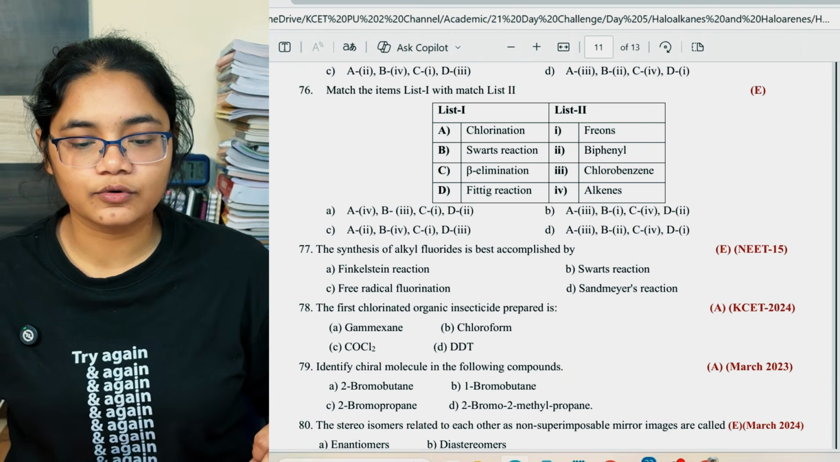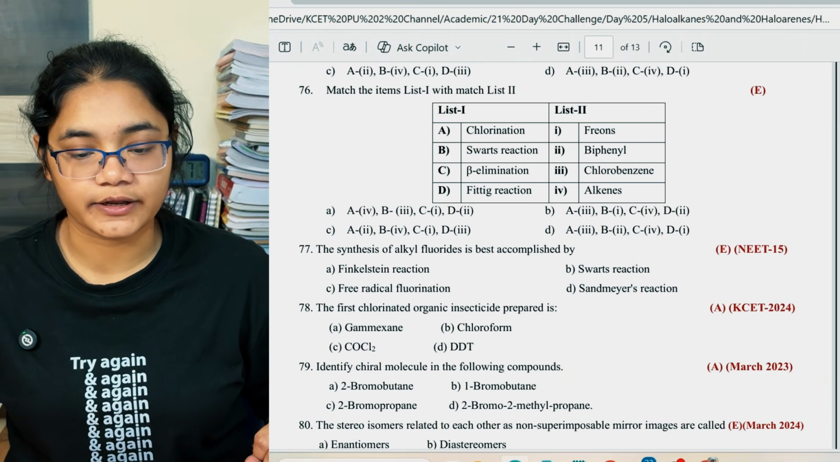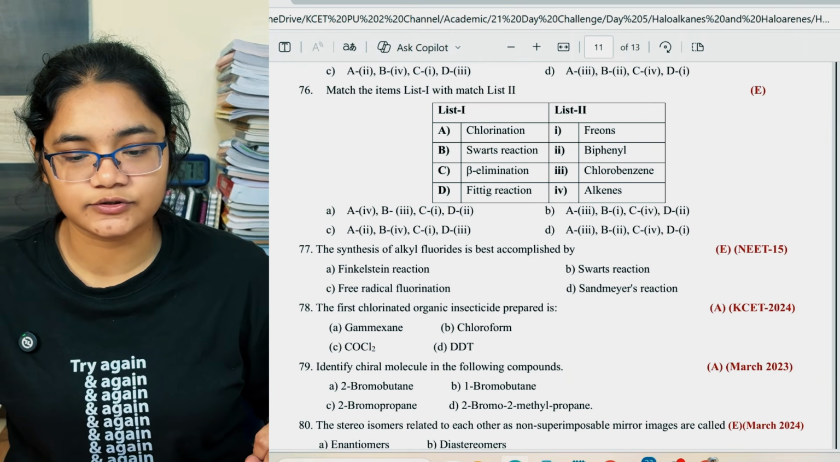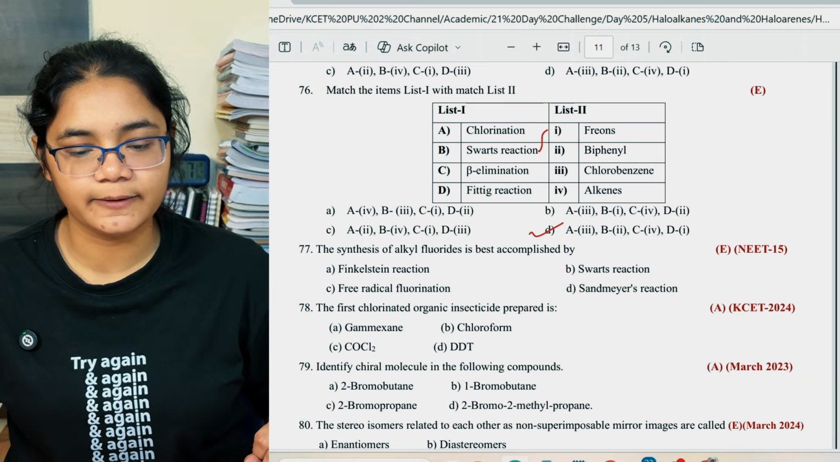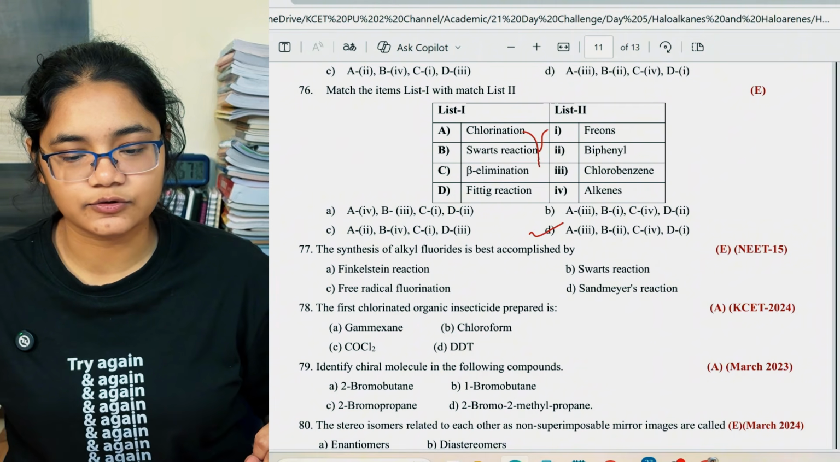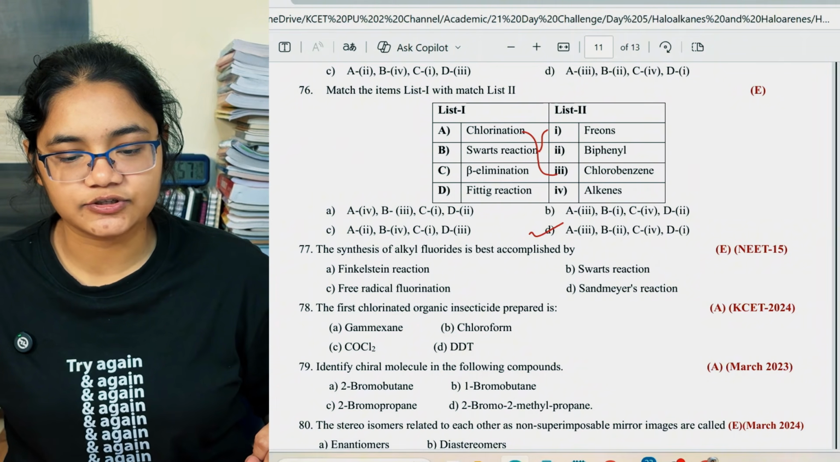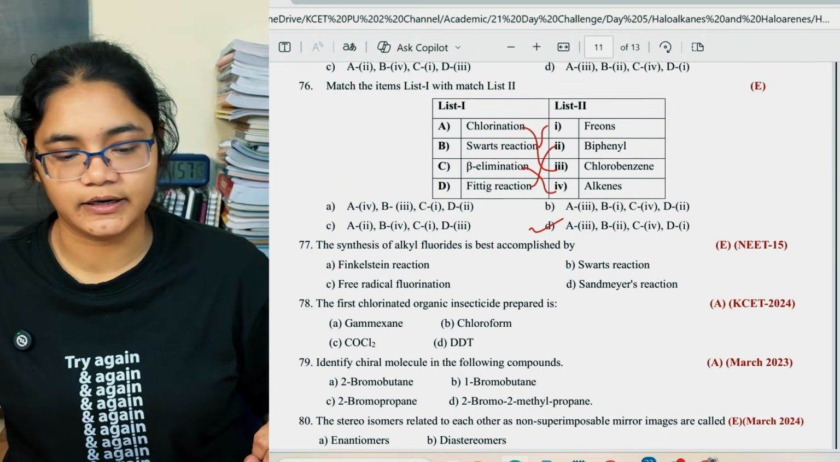Next is coming to chlorination. Okay, chlorination, we have Schwarz reaction. Schwarz reaction is for freons. So B2, okay, any one option is there only. A is chlorination, that is chlorobenzene. Beta elimination will give you alkenes, that is C4. Fittig reaction gives you biphenyl, so option number D.